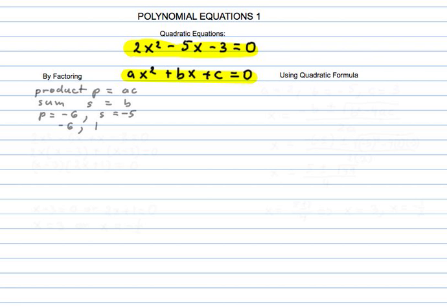So let us recall the factoring. You will be looking at the product, multiplying a and coefficient c. So that's the product. And also you will be looking for two numbers whose sum is equivalent to the value of that middle term b.